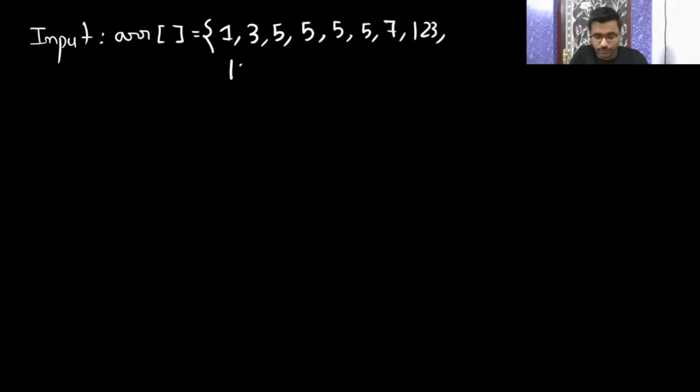The array is 1, 3, 2, 1, 2, 5. X equal to 5. Sorry, x equal to 7. So 7 you have to find.